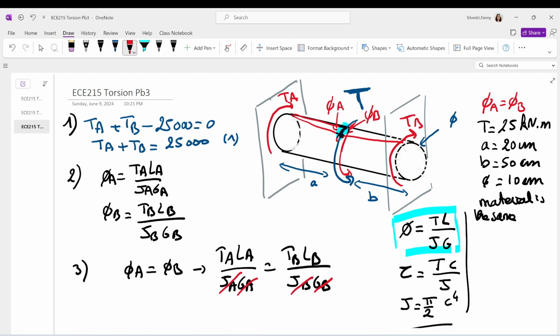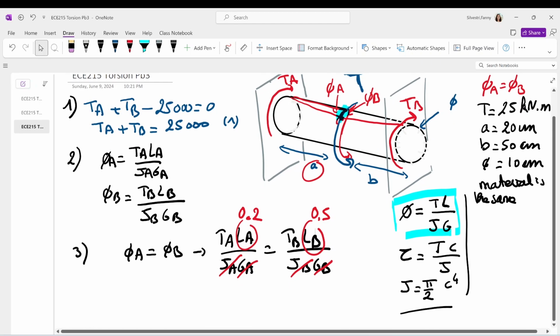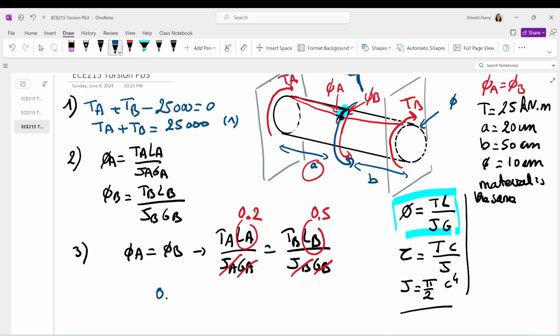J is pi divided by 2 times C to the fourth, and LA is distance A, 20 centimeters, so 0.2. And LB is 50 centimeters, so 0.5. Don't mix up the values. So we get equation number 2: 0.2 TA minus 0.5 TB equals 0.